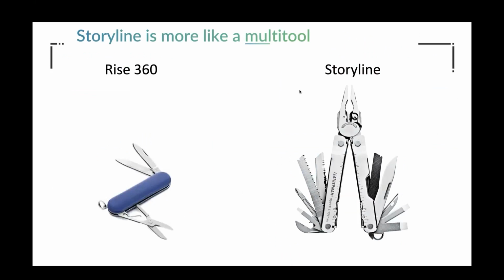And so Storyline is like a very powerful multi-tool. We have pliers, we have all kinds of knives, we have files, we have scissors, we have saws, we have screwdrivers, we have can openers, and many other things. Articulate Rise is like a tiny little knife that maybe has a few knives and maybe scissors. So it does something very specific. But the people who are making Storyline and Rise are the same company, so they have made sure that if we develop something in Storyline, we can import it into our Rise courses and make those courses a better learning experience for our learners.